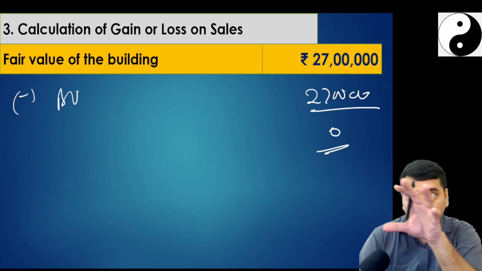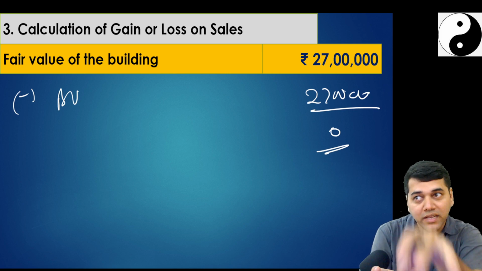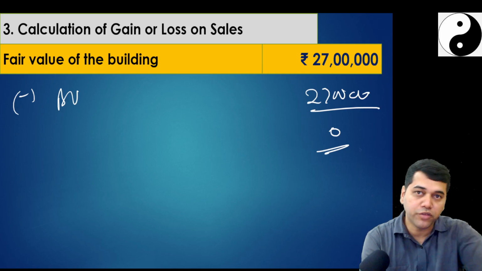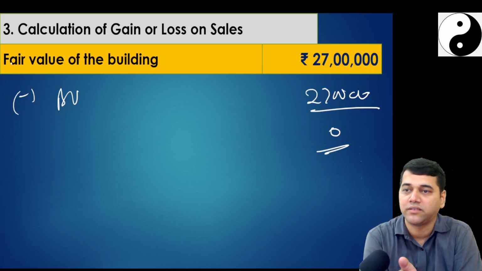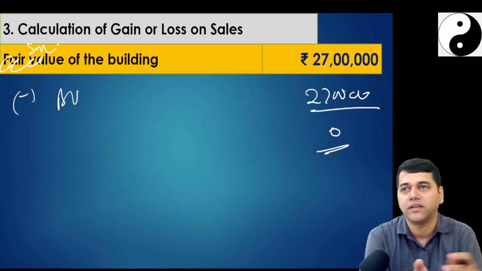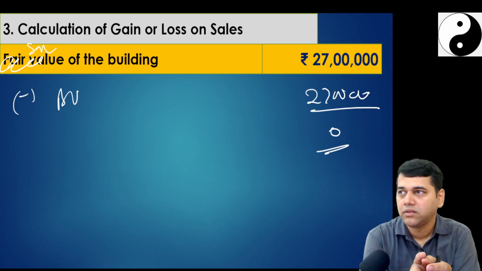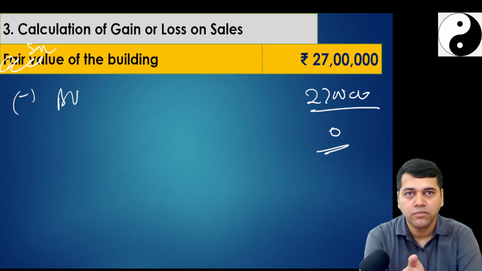Because 30 has got two elements there: building and financing. Remove the financing. So you got the building's sale price. Not fair value, the sale price for the building. Only for the building. Followed, no? Now pass the journal entry.